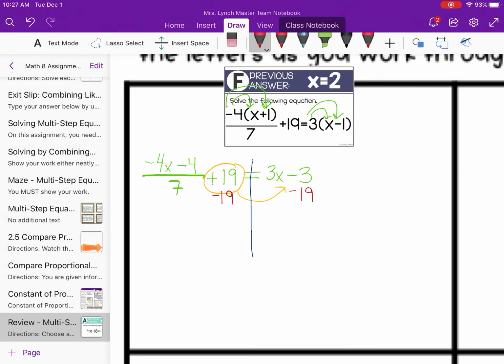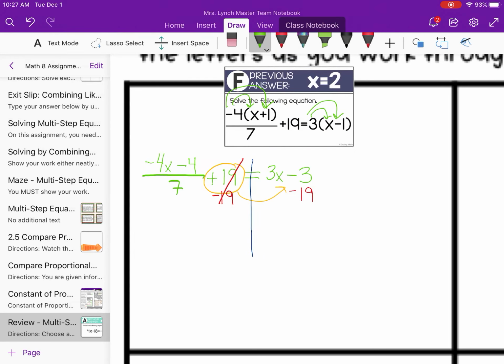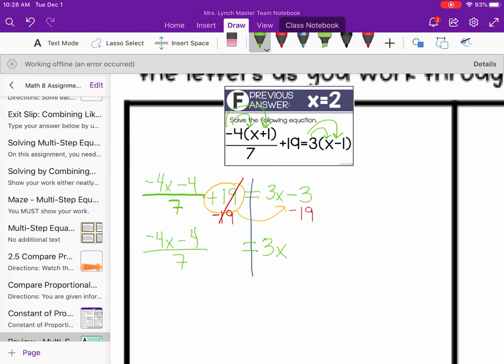Okay, so we also have to subtract 19 over here. Positive 19 minus 19 gives you 0, so it cancels. You're going to be left with everything else on this side. So we still have a negative 4x, we still have a minus 4, and we still have a divided by 7. Equals, the 3x doesn't change, but our numbers do. Negative 3 minus 19 is a negative 22.